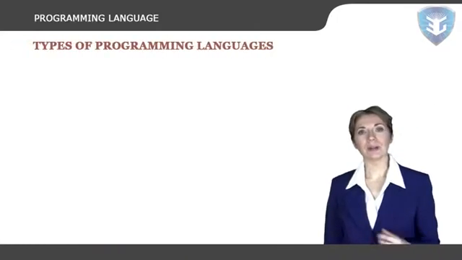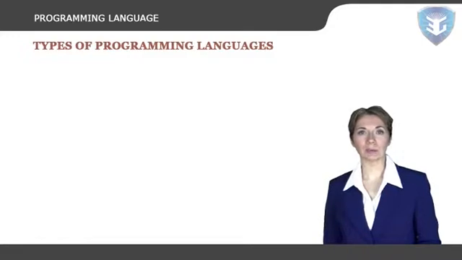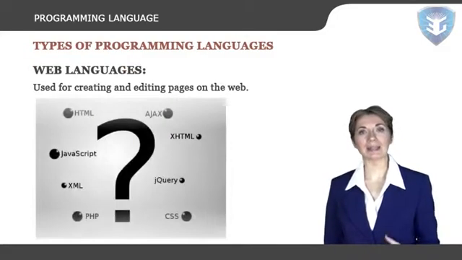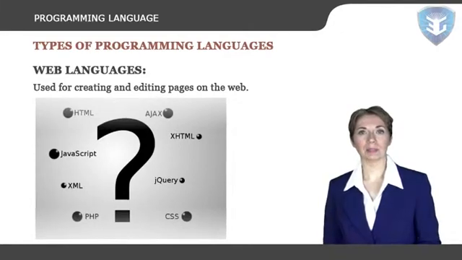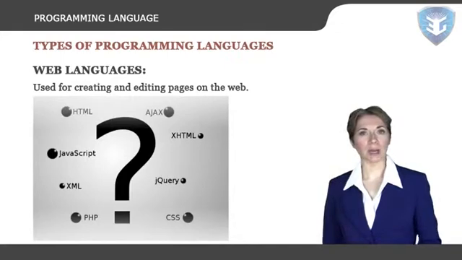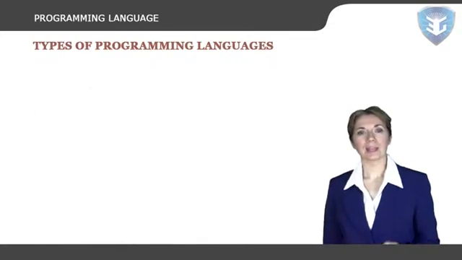Now we will learn about the different types of programming languages. Web languages, used for creating and editing pages on the web, can do anything from putting plain text on a web page to accessing and retrieving data from a database. Varies greatly in terms of power and complexity.